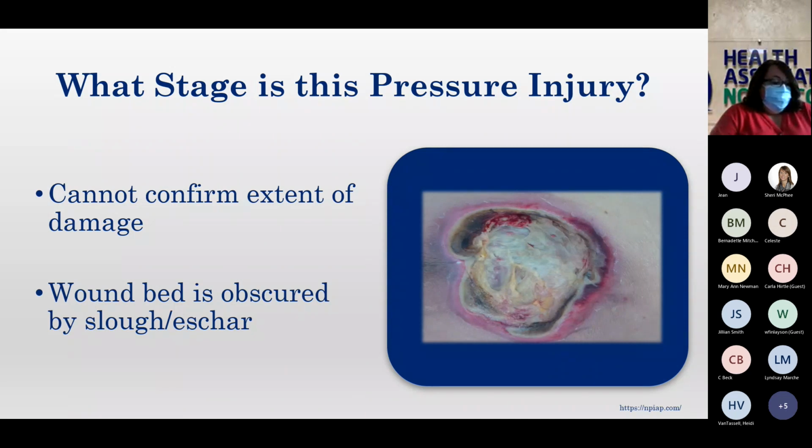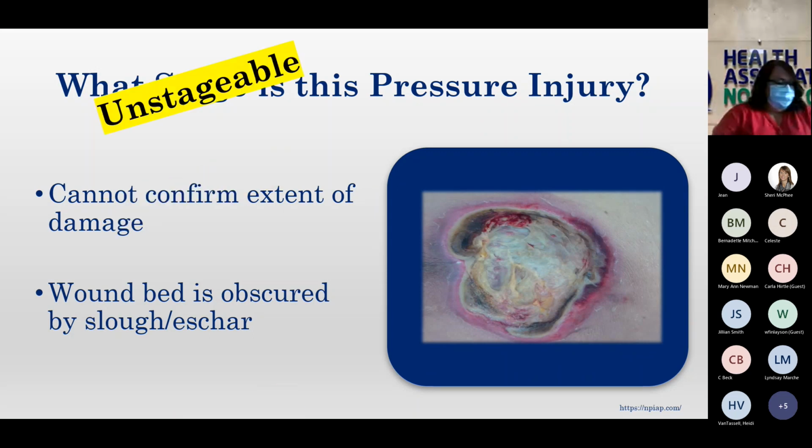So here we have full thickness skin and tissue loss. However, the extent of damage cannot be determined as the wound bed is not visible due to slough or eschar. How'd you stage this pressure injury? Good. Smart. So this is unstageable, you're correct. And just a quick reminder that stable eschar, meaning dry and intact on the heel or ischemic limb, should not be softened or debrided.